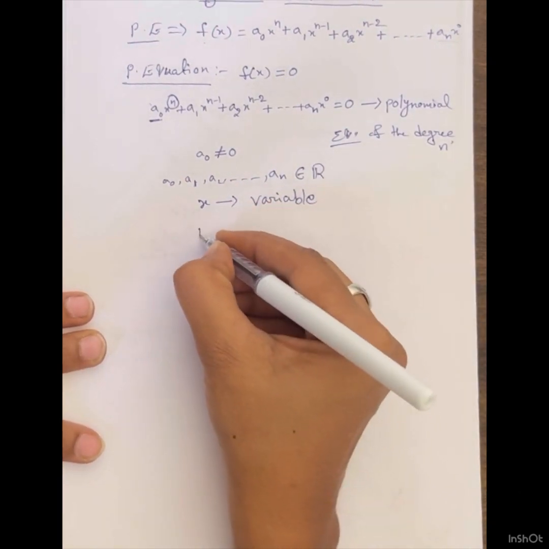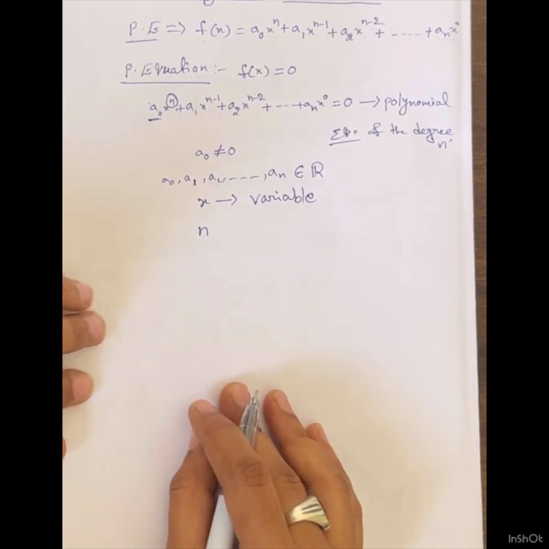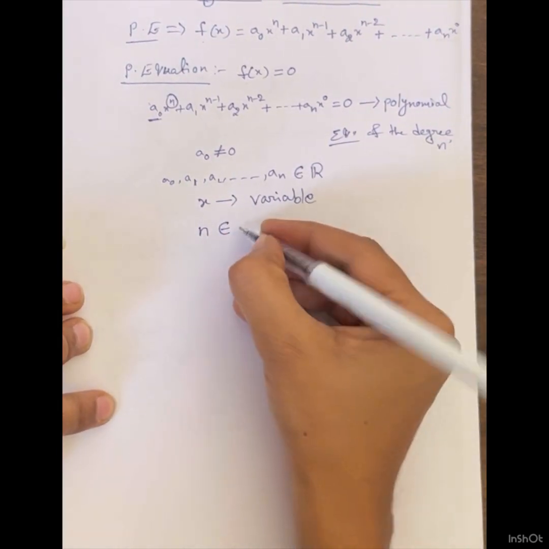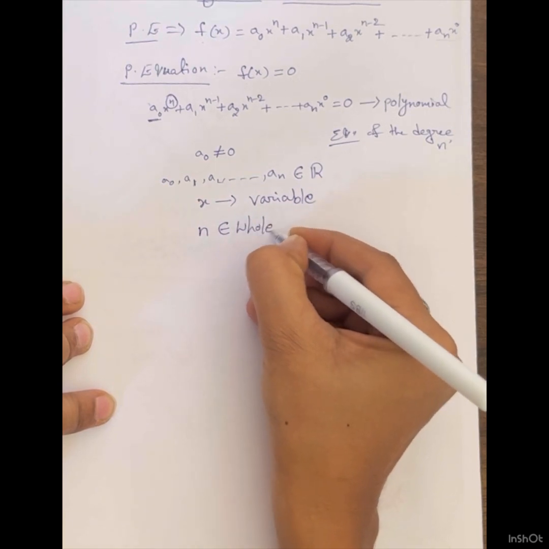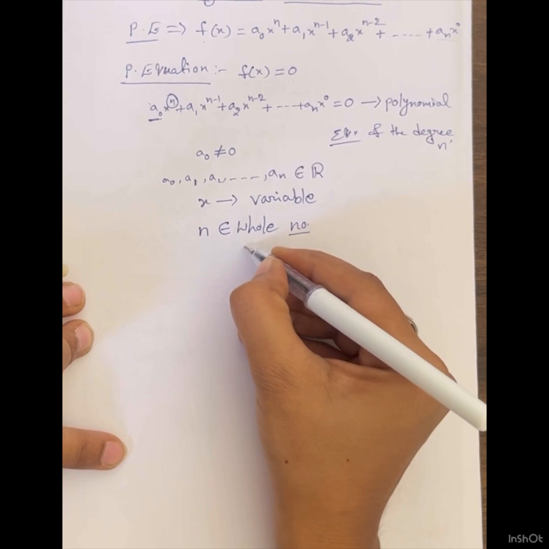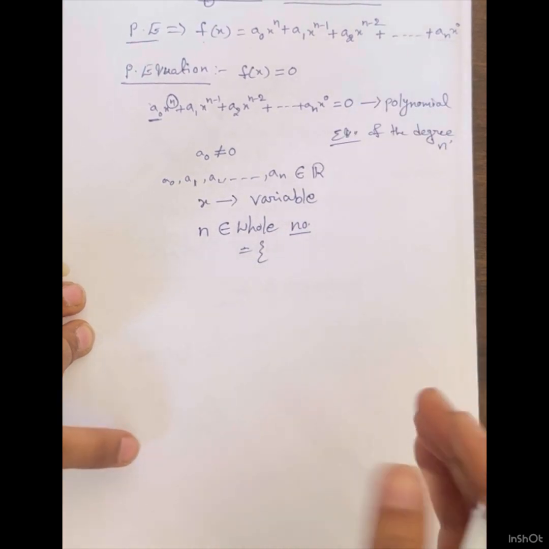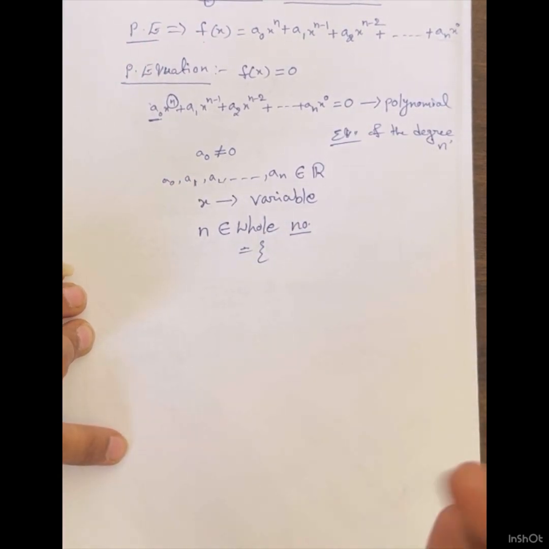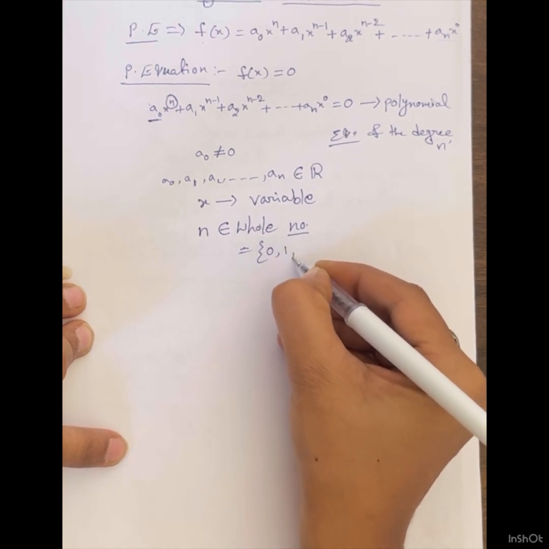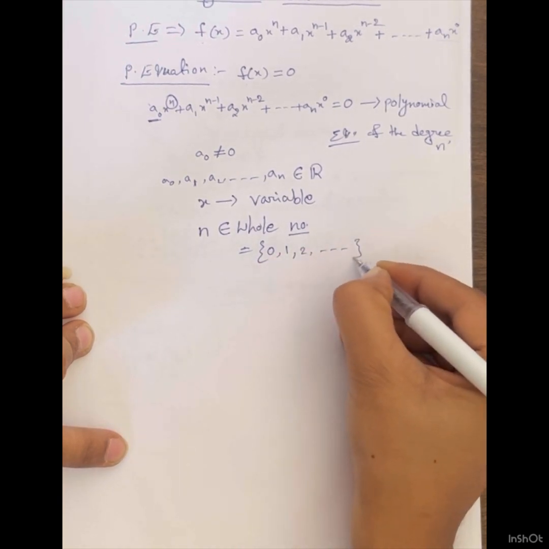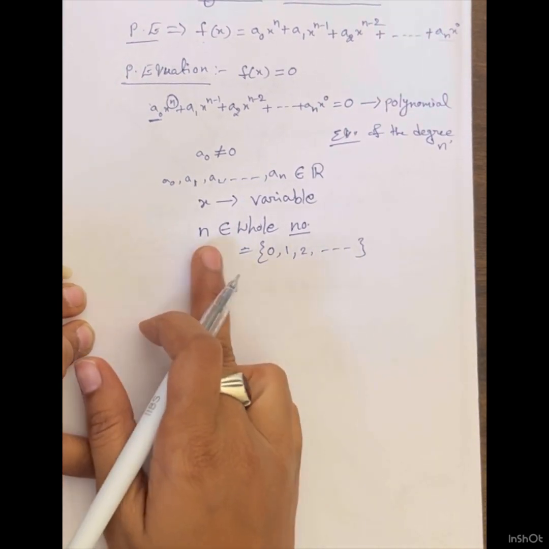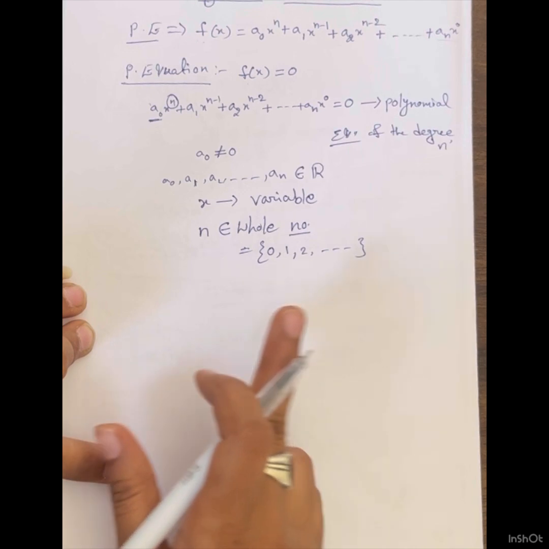And coming to n, this is the most important. n always belongs to the whole number set only. Whole numbers are nothing but, as we already know, all the natural numbers including 0. So 0, and the natural numbers starting from 1 and going on till infinity. This is the whole number set. So n always belongs to the whole number set only.